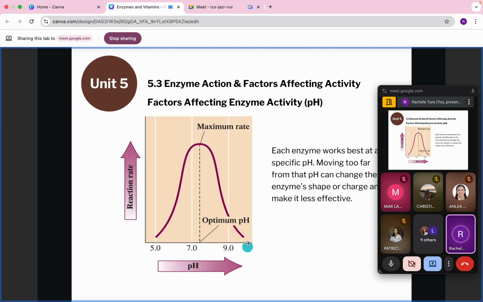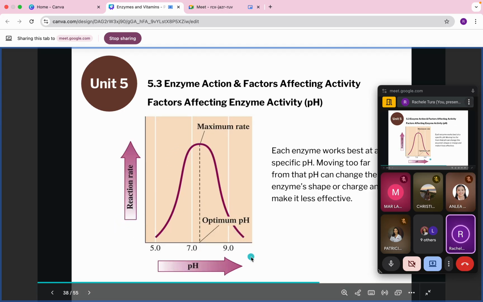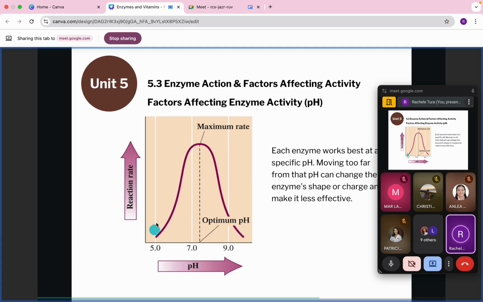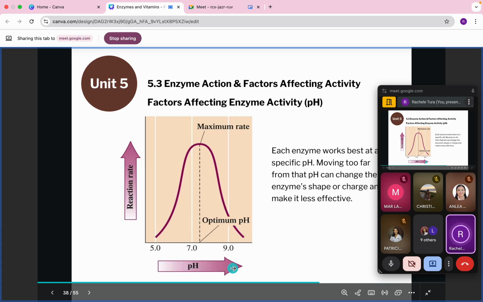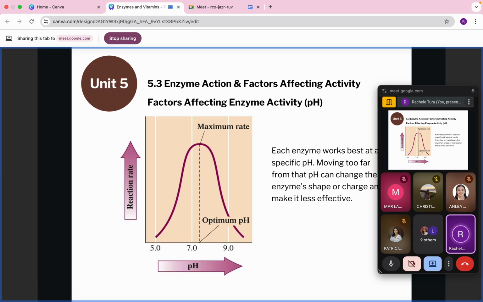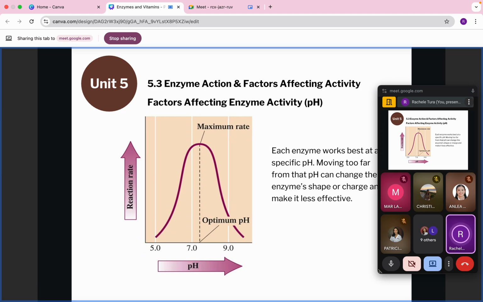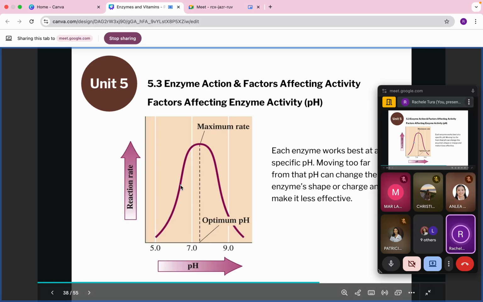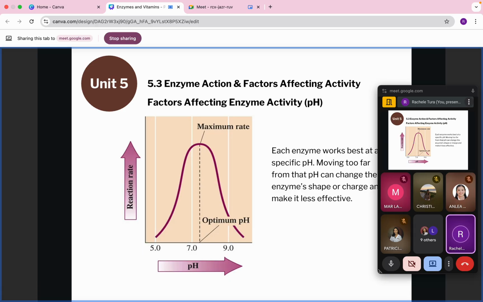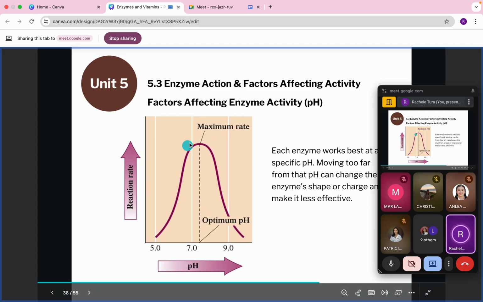How about for pH? This is our representation for pH. As you can see, on our x and y axes we have the reaction rate and the pH. Let's take a look at this. When the pH changes a lot, moving away from what an enzyme prefers, the enzyme's shape can change or even get permanently damaged. This is the optimum pH, the maximum rate here.